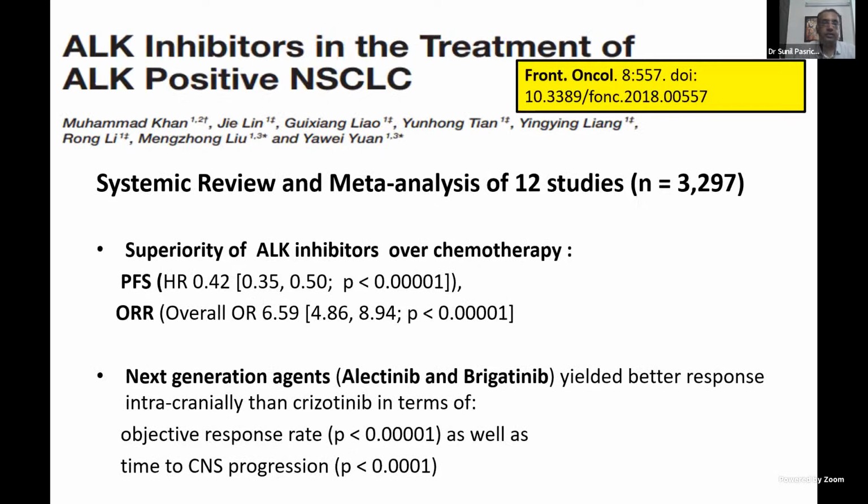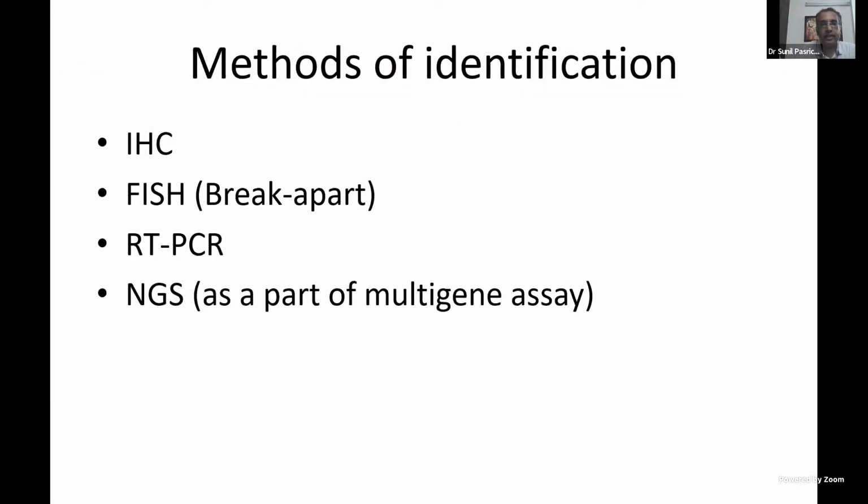This systematic review and meta-analysis of 12 studies has shown the superiority of the ALK inhibitor over chemotherapy in terms of progression-free survival and overall response rate, and also the next generation agents, that is alectinib and brigatinib, yielded a better response intracranially than crizotinib in terms of objective response rate and time to CNS progression. So these are the methods of detection if you're going for a single gene assay: immunohistochemistry and FISH, which we are doing routinely, and NGS as a part of multi-gene assay.